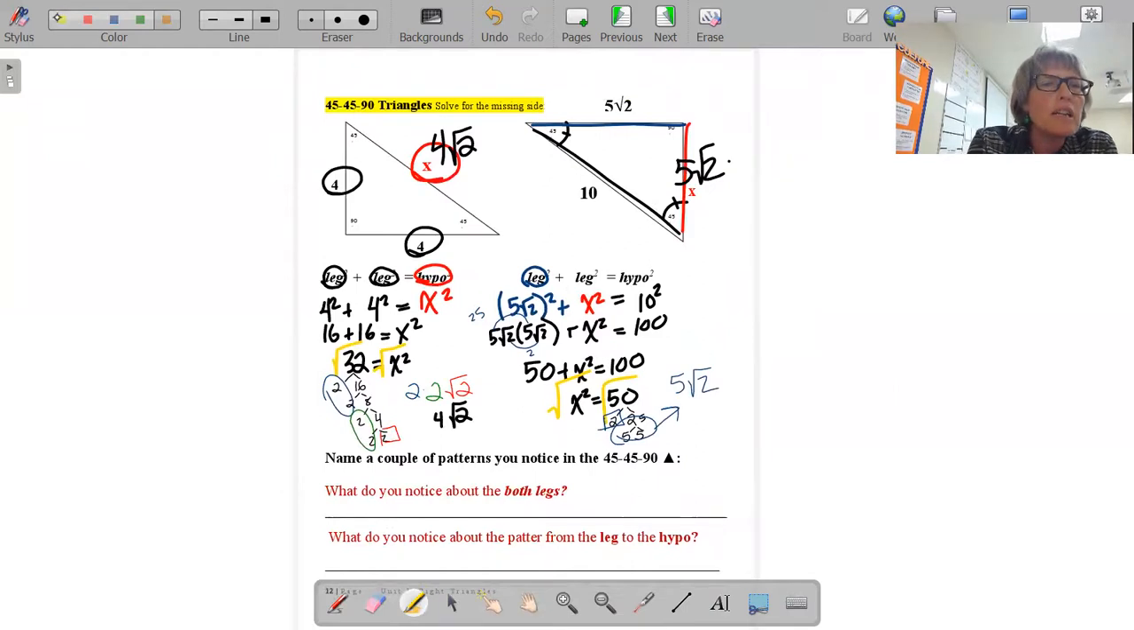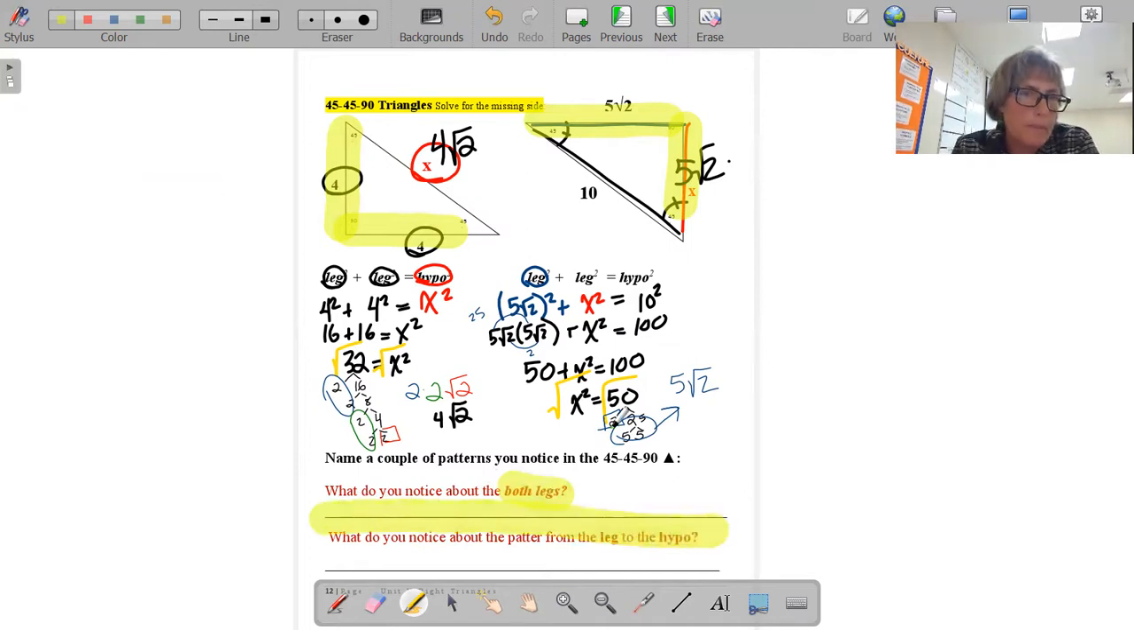I'd like you to physically trace with me. Trace the legs. Now, I'd like you to write a sentence in both cases. What do you notice about both legs? Write a sentence. Pause if you need a minute to think about this.